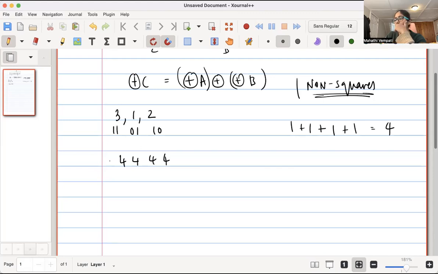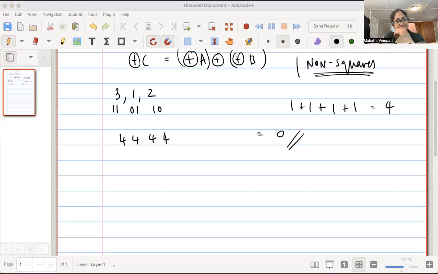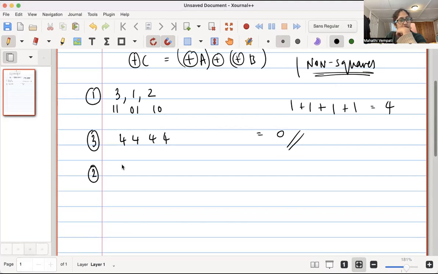See, if I so any one of them, that doesn't count, because if I so any 2 of them, I get 0, that doesn't count. 3 of them, I get 4 again, that doesn't. So this should be 2, okay, 0. This is test case 1, test case 3, test case 2, 4, 2, 1, 5, 3.